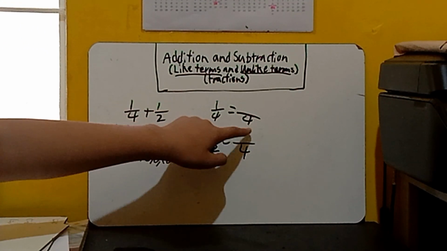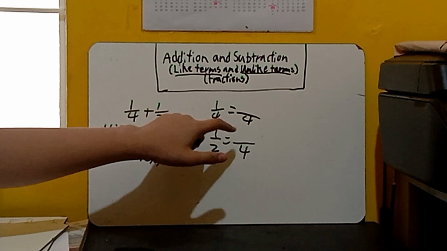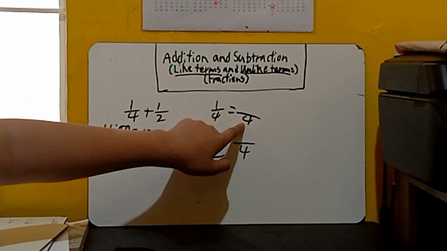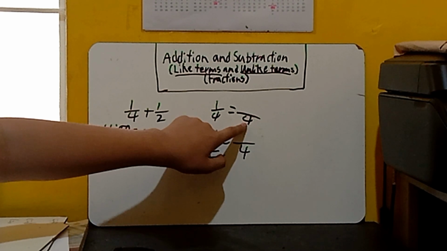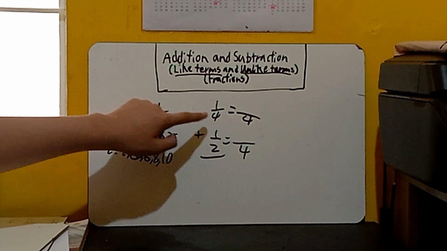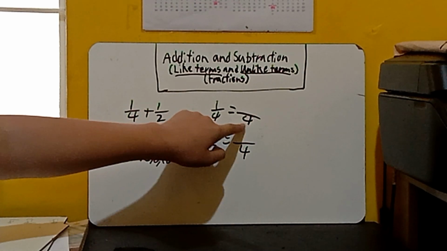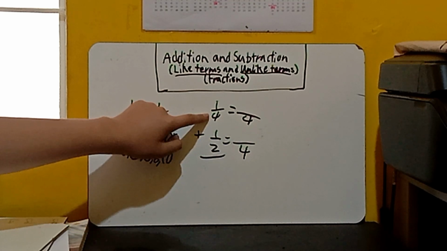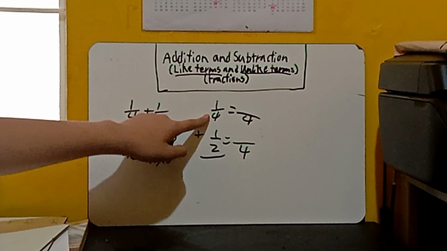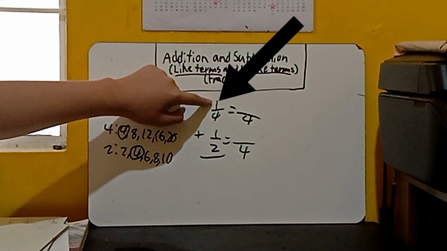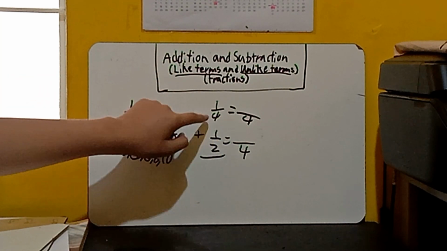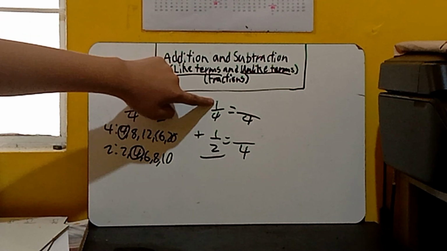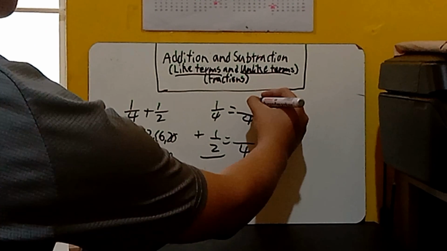And now, what we're gonna do here is, you see this denominator, right? We're gonna divide this denominator by this denominator. So what's 4 divided by 4? 4 divided by 4 is equal to 1. And next thing we need to do is multiply it to the numerator. So 1 times 1, this is the numerator, is obviously 1.